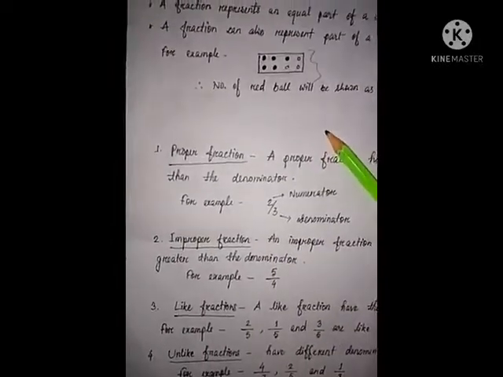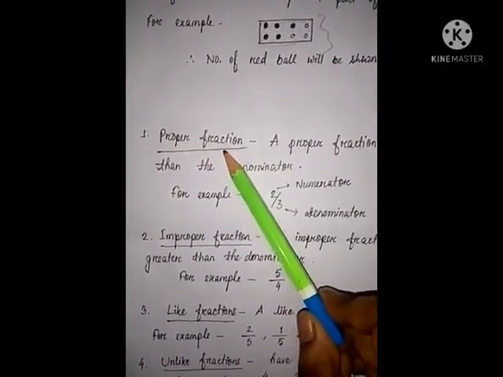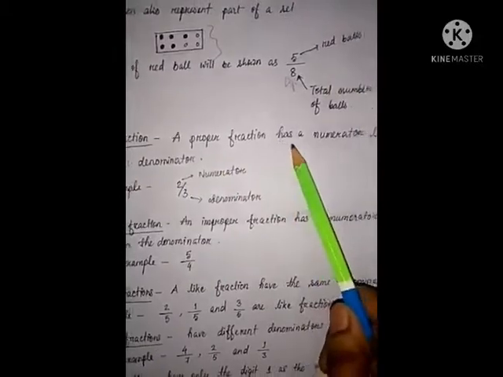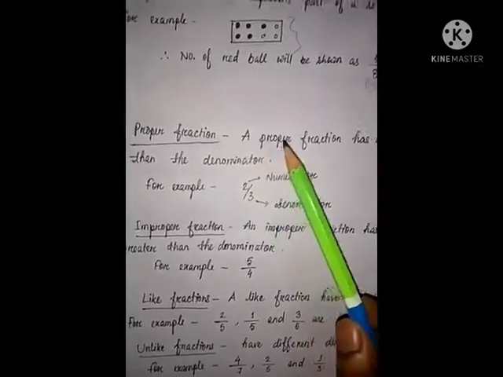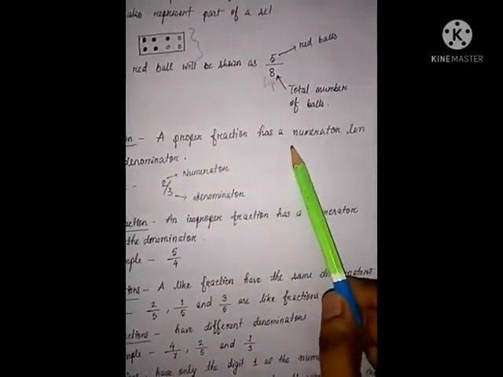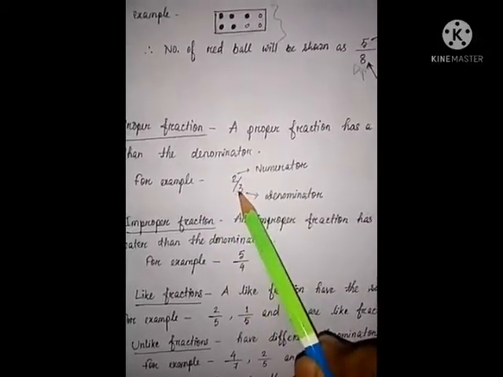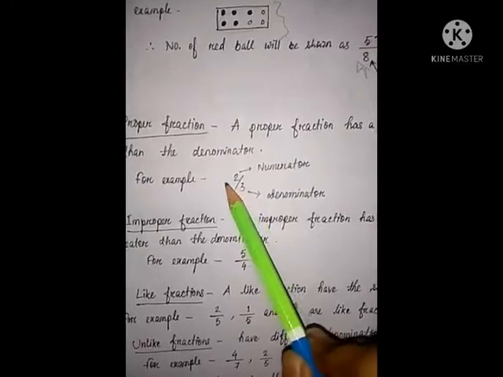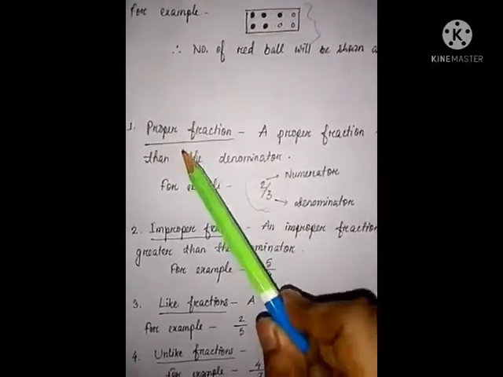See, there are some types of fractions. Number 1, proper fraction. What is a proper fraction? A proper fraction has a numerator less than the denominator. See this example, 2 by 3. Here 2 is the numerator and 3 is the denominator. 2 is smaller than 3, so this is a proper fraction.